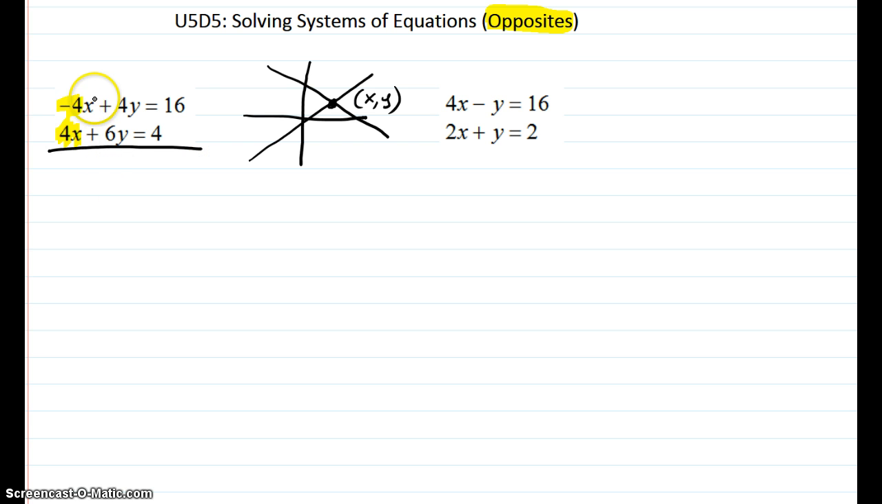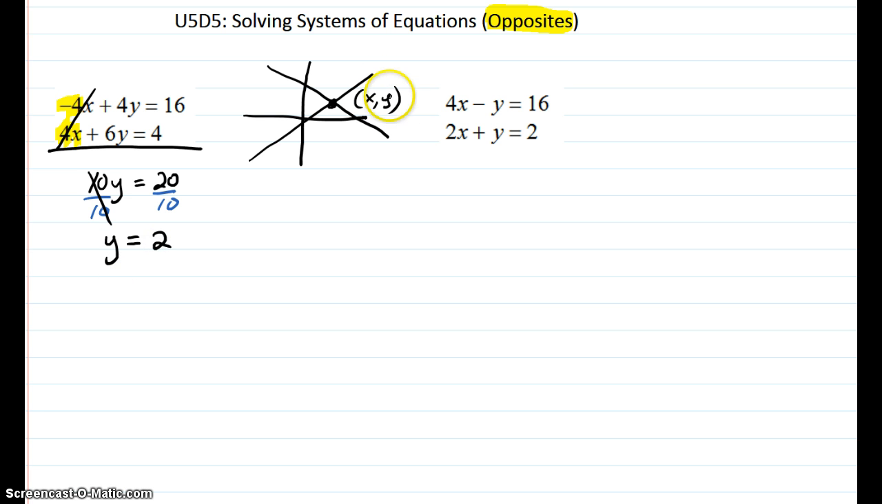So -4 and +4, they become 0, and so they just go away. You don't even need to write the 0. So 4 plus 6 gives us 10y equals 20. Now I need to figure out what y is, so we divide both sides by 10. And so we get y equals 2.